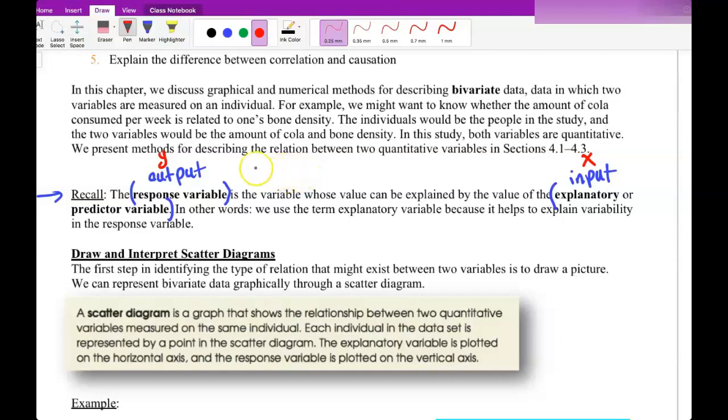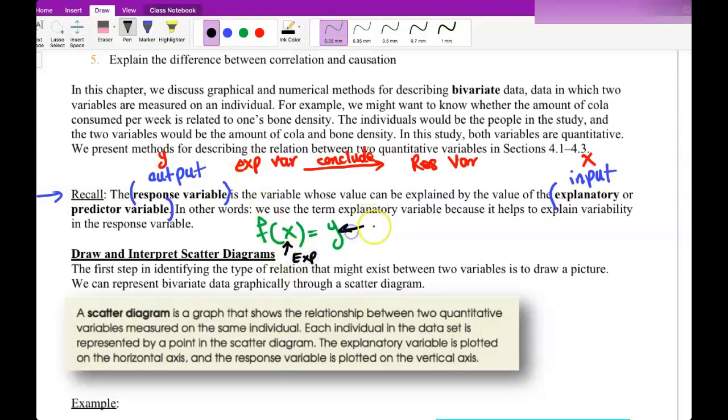So based on that, using the explanatory variable, we conclude the response. In other words, when our domain is X, so our domain is the explanatory variable, using that one, our response is Y. So X is explanatory and Y is response.